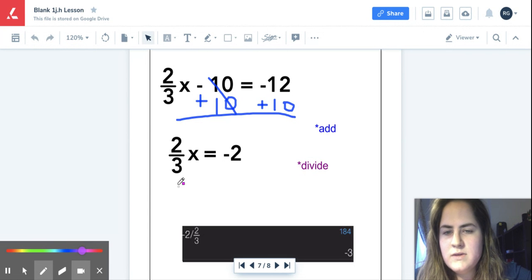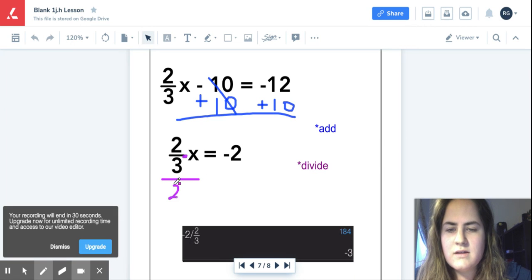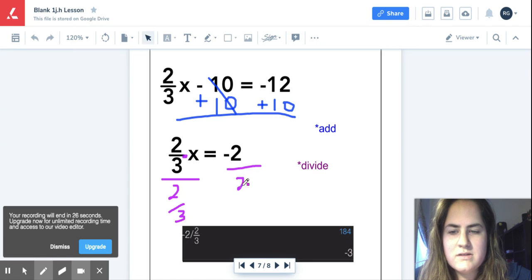Now, in between the 2/3 and the x is multiplication. The opposite of multiplying by 2/3 is dividing by 2/3. So I'm going to divide both sides by 2/3. That cancels. And in my calculator, I type that in with math num up, and I get x equals negative 3.